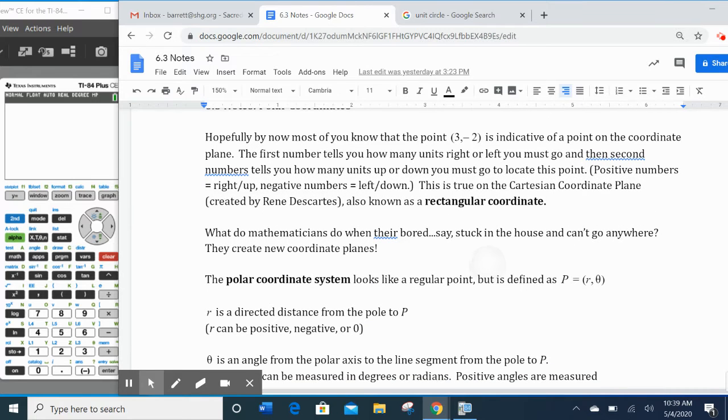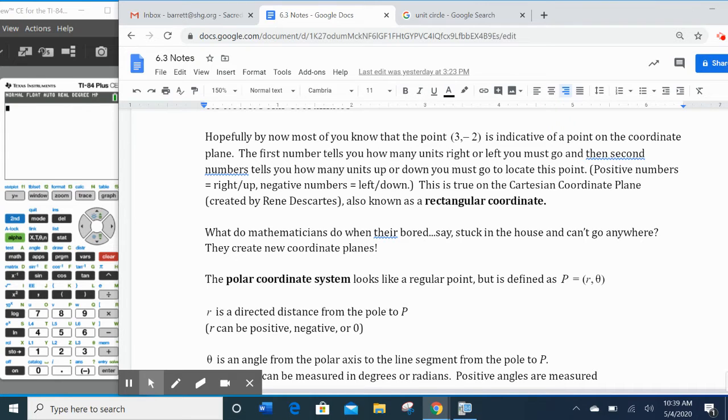Hopefully by now, most of you know that the point (3, -2) is indicative of a point on the coordinate plane. The first number tells you how many units to move right or left, and the second number tells you how many units to go up or down. Positive numbers are right or up, negative numbers are left or down. This is true on the Cartesian coordinate plane created by René Descartes, also known as rectangular coordinates.